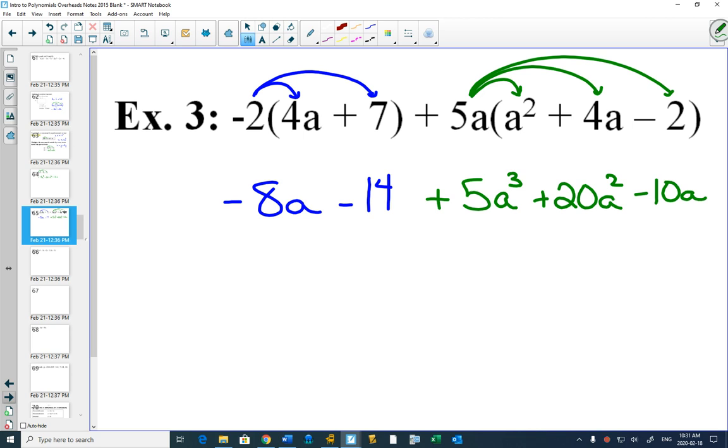So step 1 in this question is we distributed, and we had to distribute more than once because there was lots of algebra present. Now that we've got our answer, we're going to say, is there anything that can be combined? Because we want to have our answer simplified in the end. So here, I'm going to underline this one, negative 8a in black. Do we have any like terms with negative 8a? We have a negative 10a here. What about negative 14? Are there any like terms with negative 14?